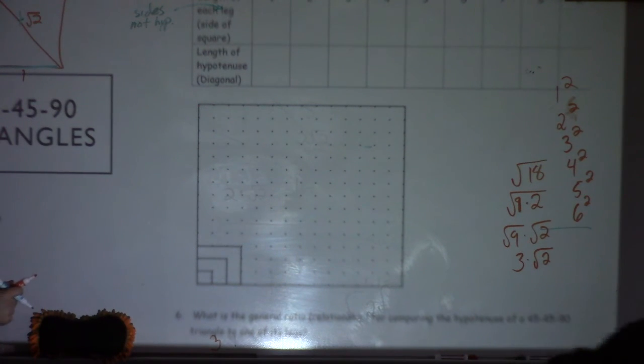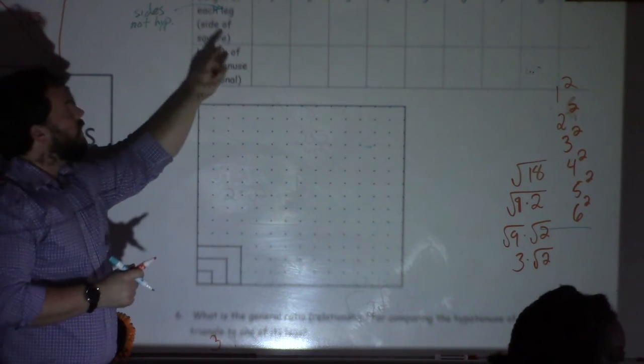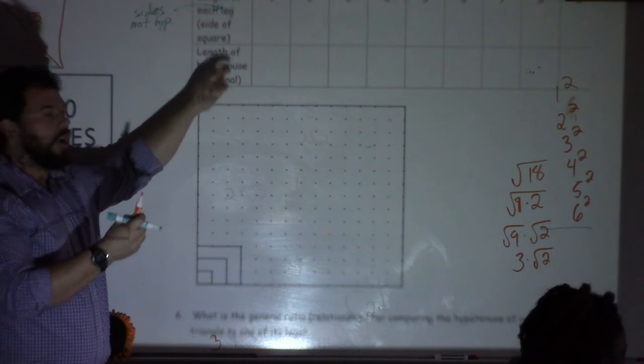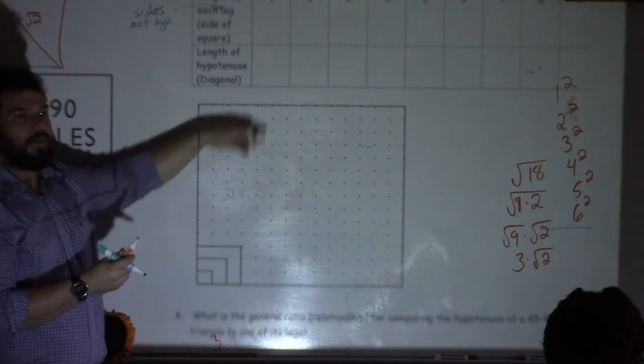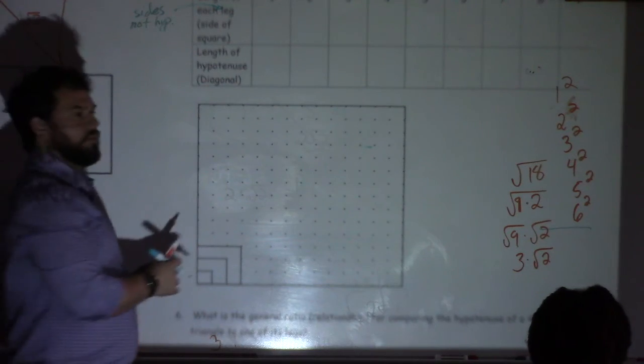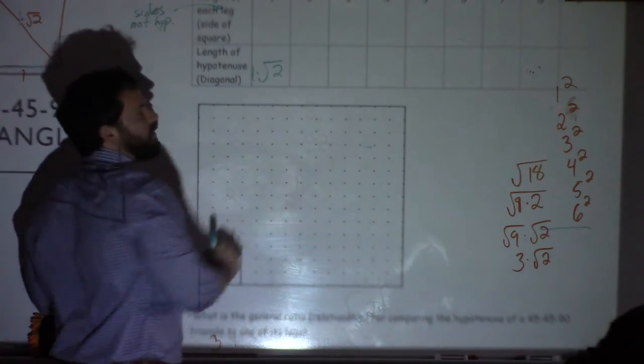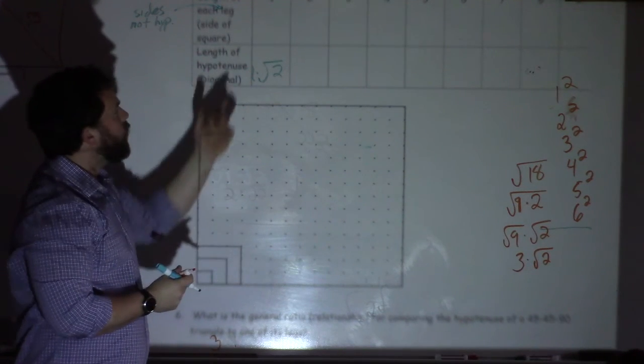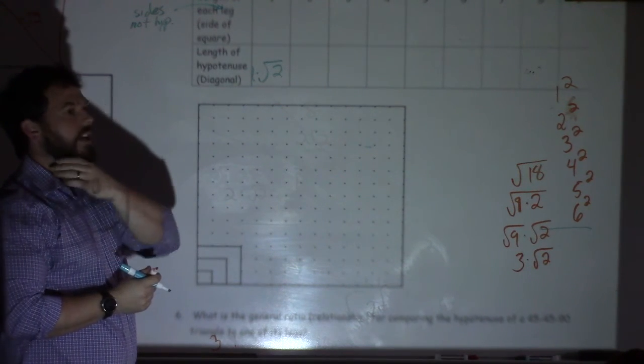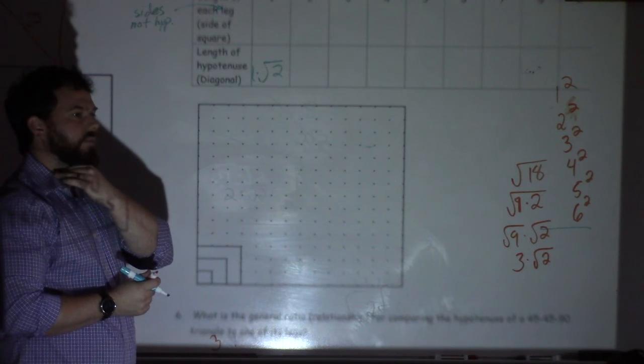Pay attention. So when the length of the side of the square was 1, what was the length of the diagonal, the hypotenuse? Square root of 2. Or 1 square root of 2. Matthew, when the side length was 2, the legs were 2, what was the length of the diagonal?